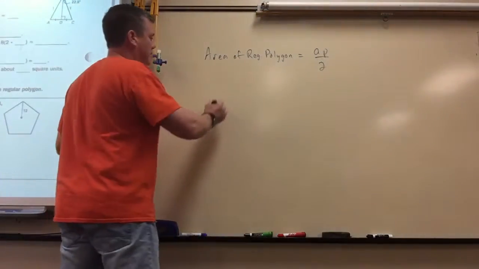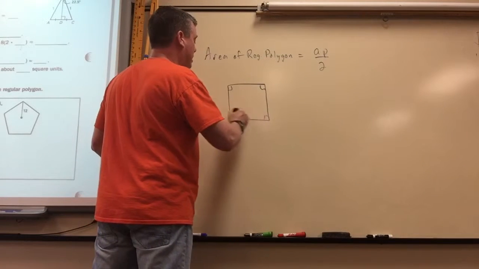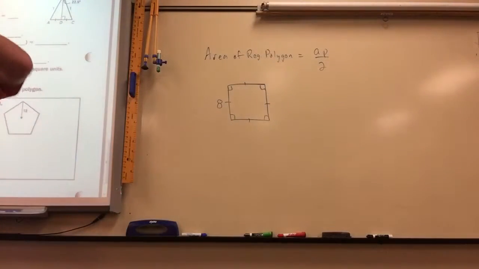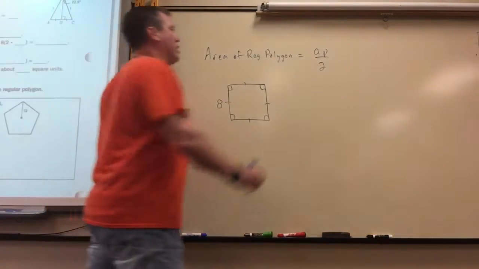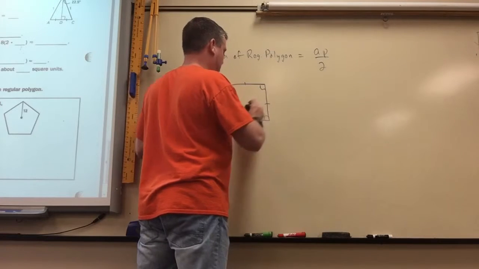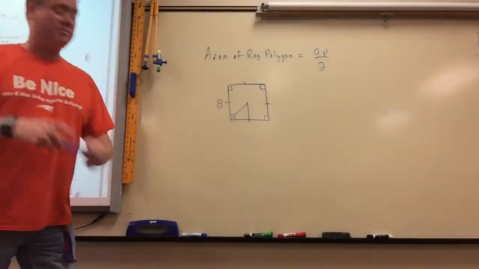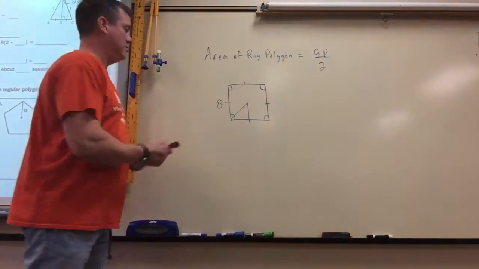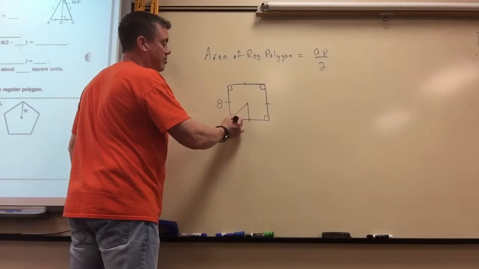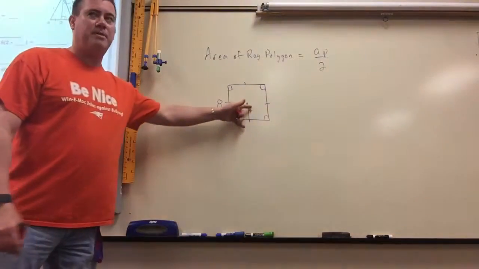So, if you've got a square, all you need to know is one side, right? So if that's 8. Again, this is a regular polygon, so we can do AP divided by 2. So the apothem is from here to here, which we got to figure out. So on a square, remember this is the apothem. It's a 45-45, and this would be 4, so this would be 4, right? Right. Because the legs are the same.